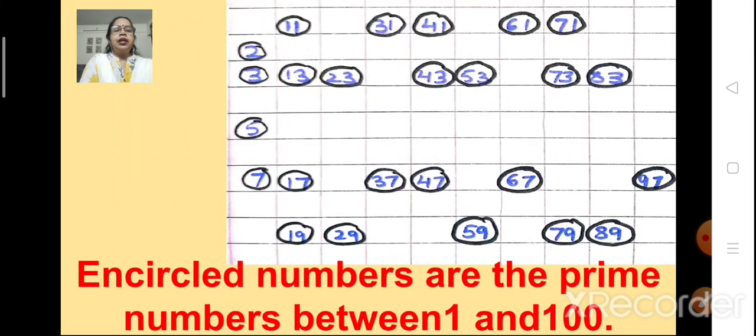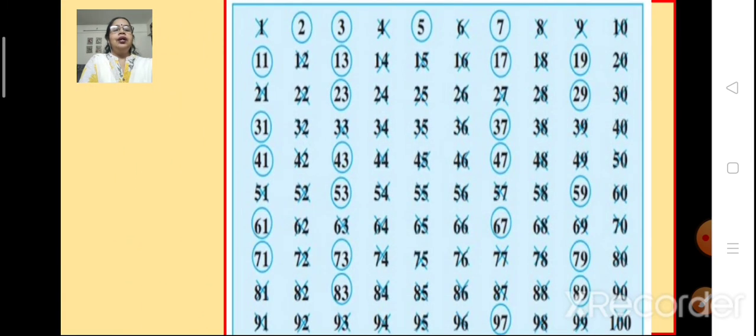Now these numbers are removed and what is left on the table are all encircled numbers. All these encircled numbers are the prime numbers between 1 and 100. So this is the method given by the mathematician Eratosthenes to easily find the prime numbers between 1 and 100. So let's have a proper look at the sieve of Eratosthenes.